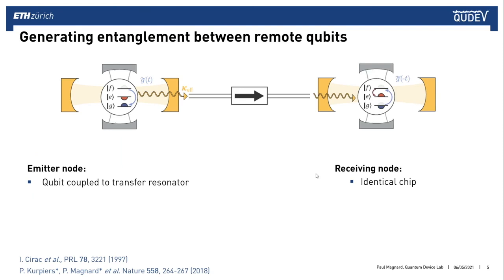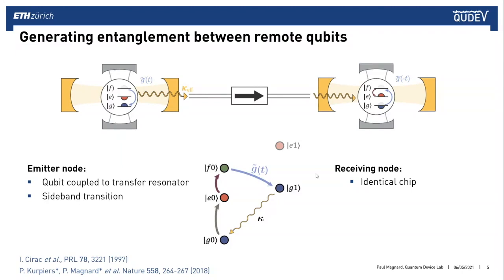To emit a photon, we prepare the emitter qubit in its second excited state, F, shown in green in this level diagram. And then we induce a microwave-activated sideband transition between states F0 and G1, represented by the blue arrow. Here, the two labels in the kets represent the qubit state and the photon Fock state, respectively. With the appropriate time-dependent drive rate, g tilde of t, this populates the transfer cavity with exactly one photon, which then enters the link with rate kappa, and where it propagates.